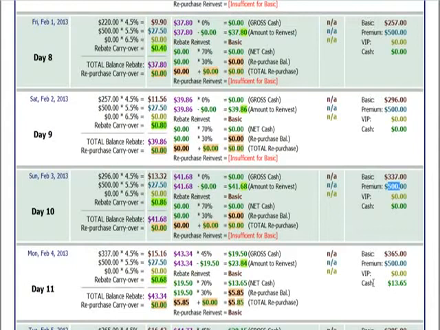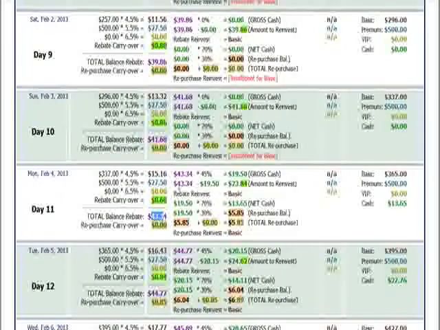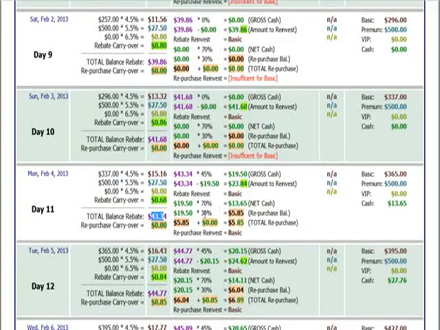We're going to actually start getting a return of cash on our money so that we can get to our break-even point or whatever we want to do. So again, taking everything that we're carrying over from the previous day, plus what we earned in basic, plus what we earned in premium, or nothing in VIP, we have $43.34 to divvy up according to our calculations.